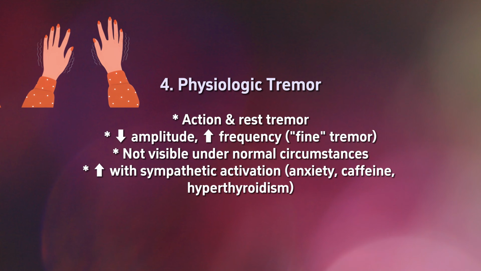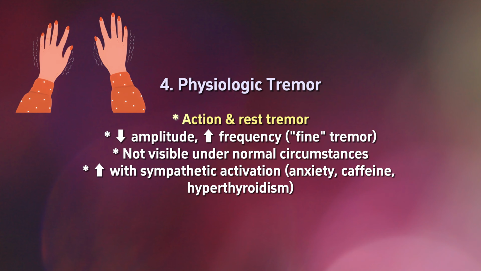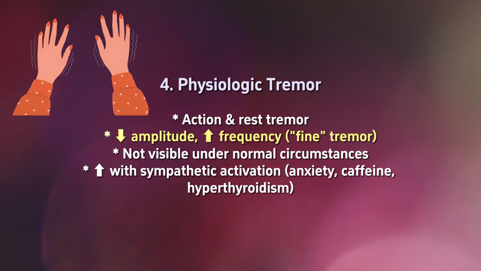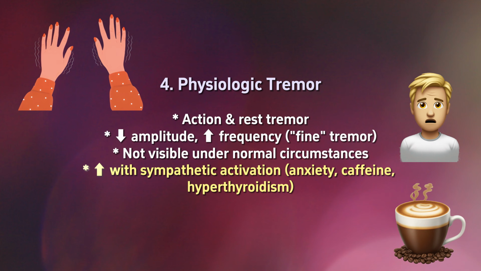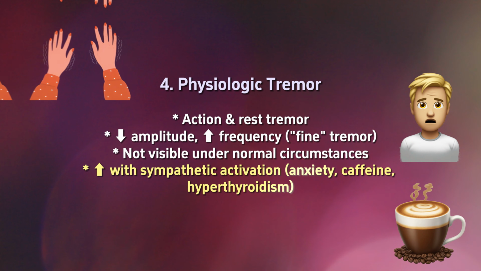4. Physiologic tremor. Physiologic tremor is an action and rest tremor. Physiologic tremor has low amplitude, high frequency, that is, fine tremor. Physiologic tremor is not visible under normal circumstances. Physiologic tremor is enhanced with sympathetic activation, for example, anxiety, caffeine, and hyperthyroidism.